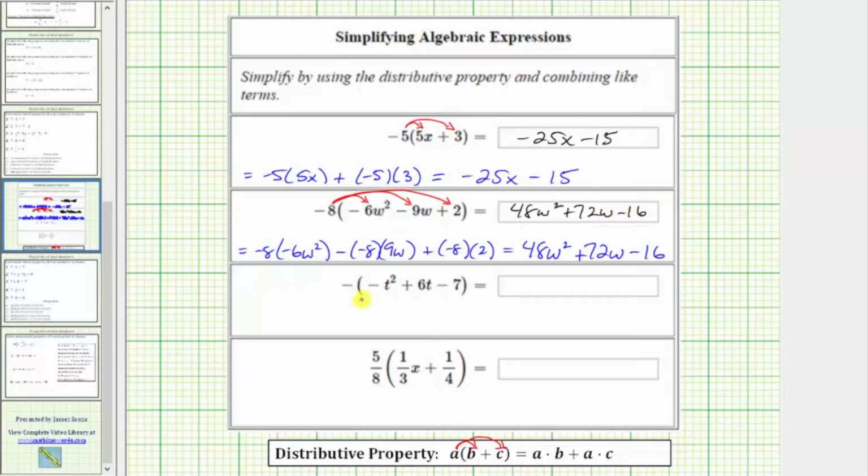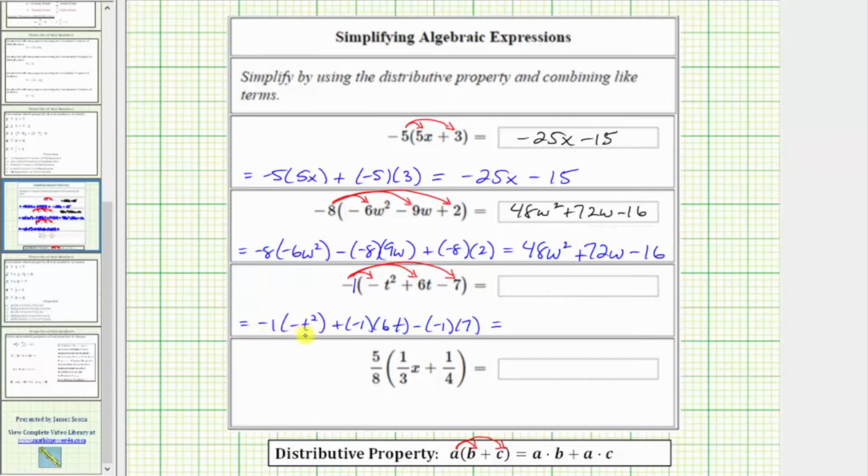Next we have the opposite of negative t squared plus 6t minus 7. To simplify using distribution, we can include a factor of 1 here, and then think of distributing negative 1. So we'll have 1, 2, 3 products when we distribute negative 1. This is equal to negative 1 times negative t squared plus negative 1 times 6t, and then minus negative 1 times 7. And now we determine the products.